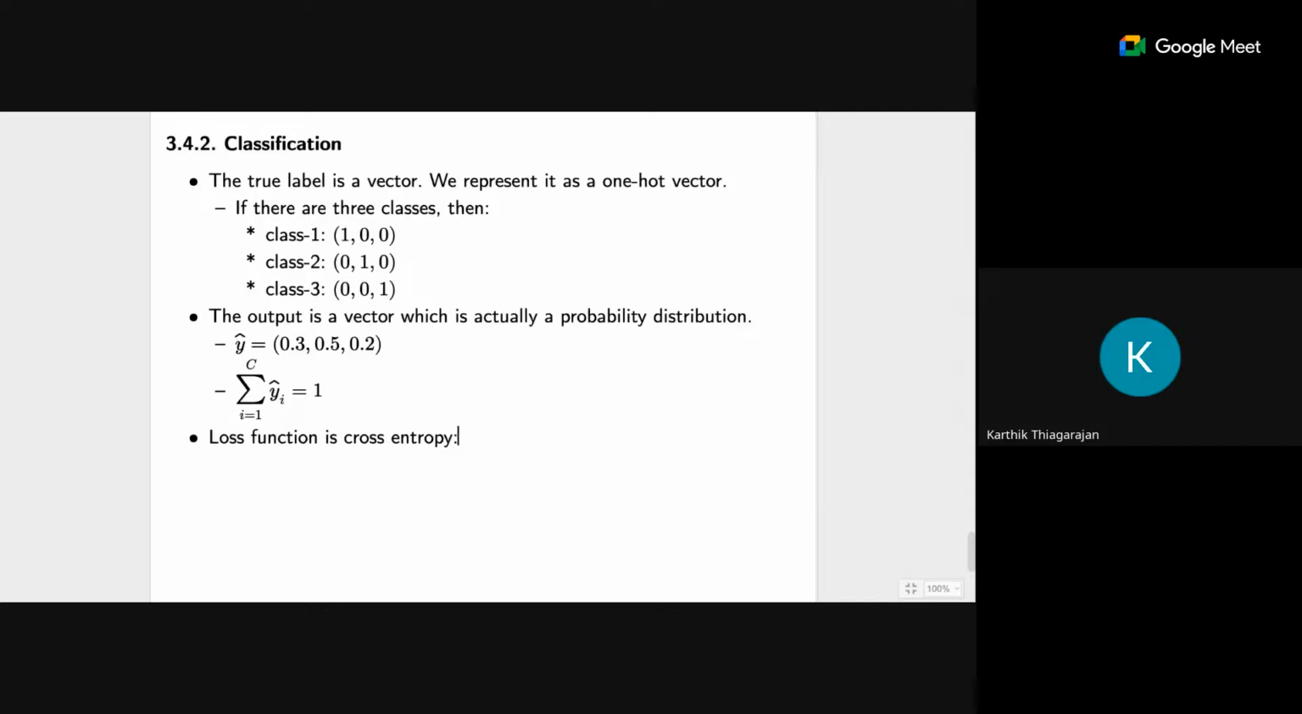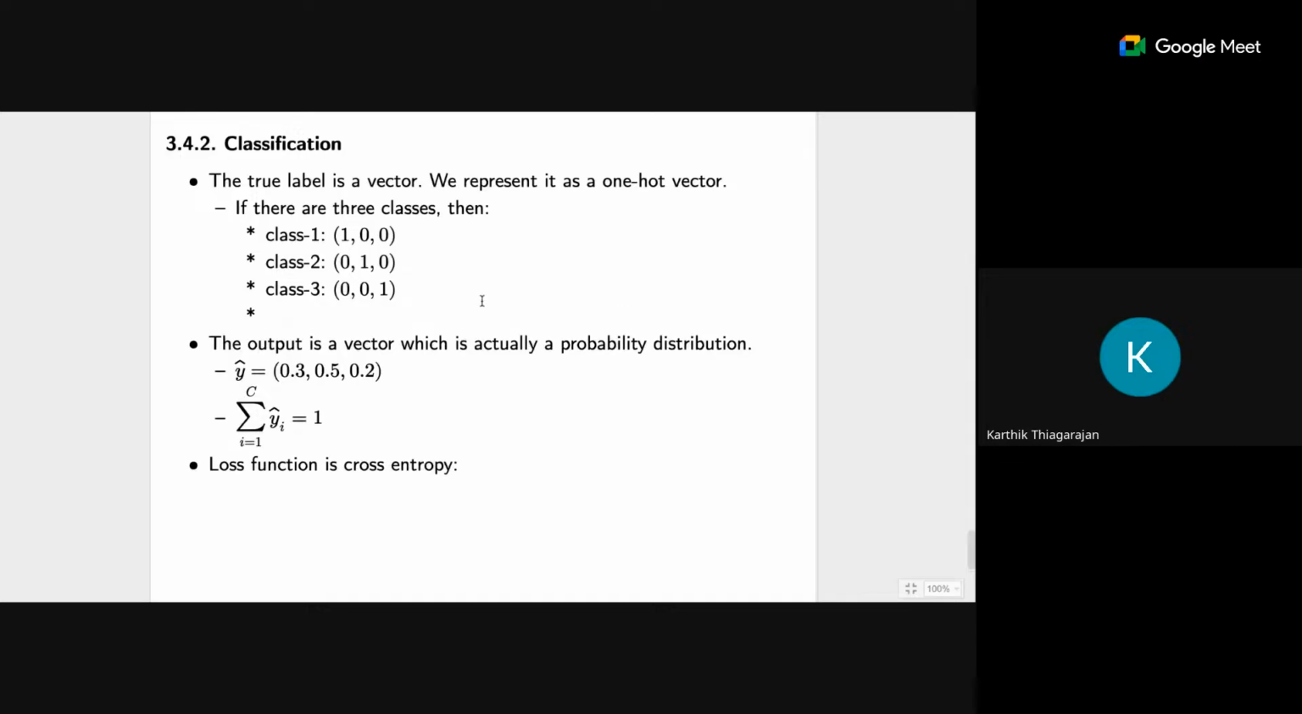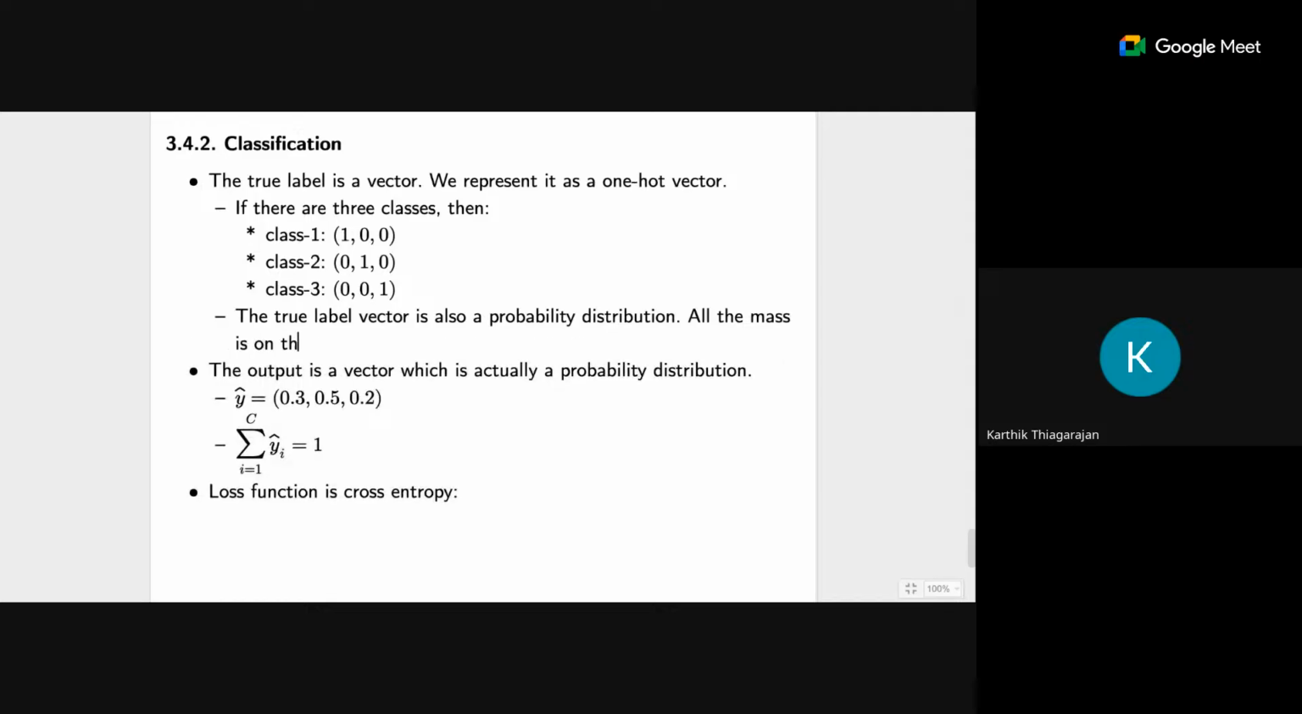Now, cross entropy is when you have two distributions. There you had only one distribution, p and 1 minus p. Here you have y and then y hat. So y is also a distribution. The true label vector is also a distribution, but it's degenerate because all the probability mass is on the true label. So it sums to 1, the terms are non-negative, but all the mass is on the true label.